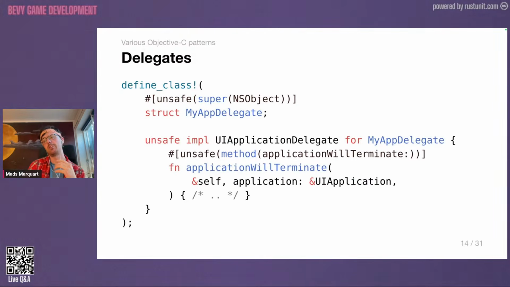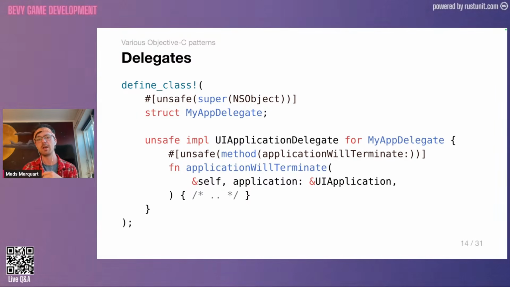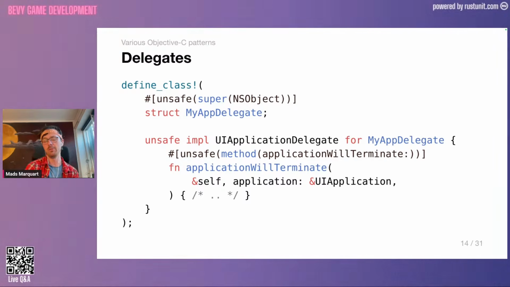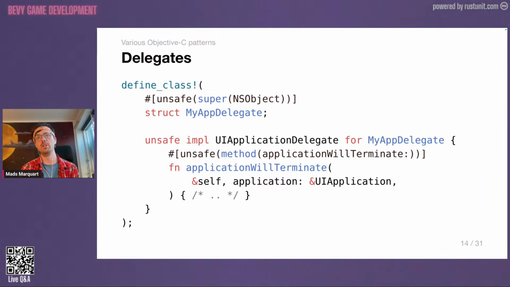Another thing that's pretty common when you are interacting with these Objective-C APIs is something called delegates. A delegate is basically an implementation of a trait that provides callbacks. It's like a big set of callbacks for your object. One example here is the applicationWillTerminate callback, which will be called when your application terminates.